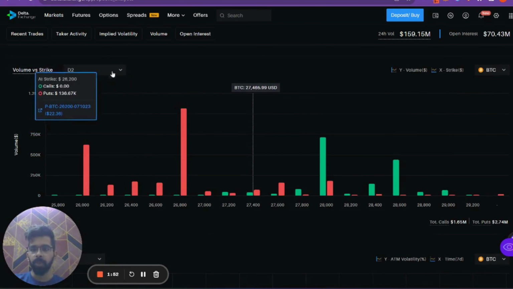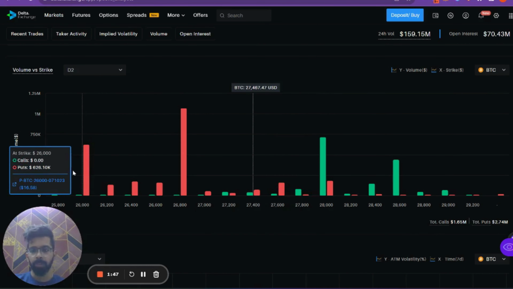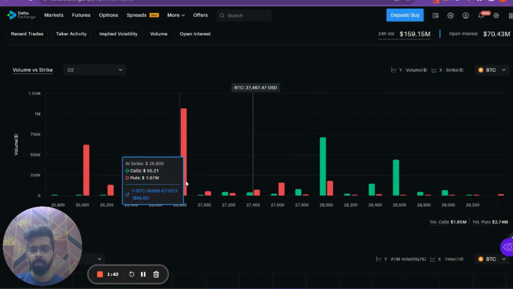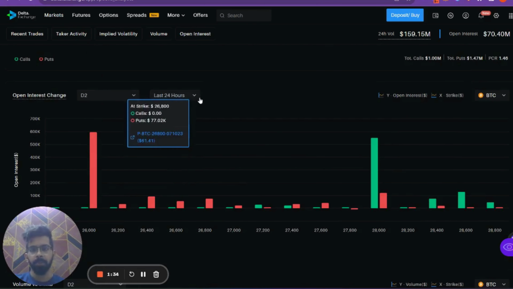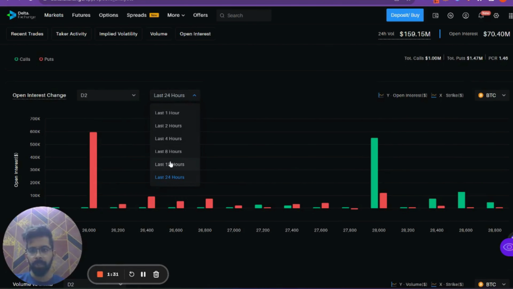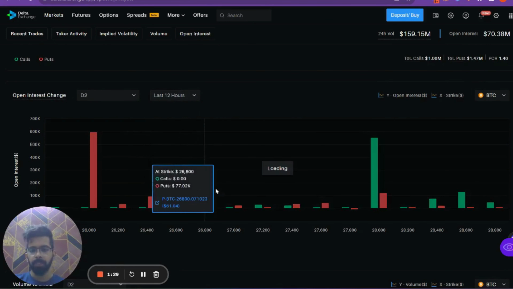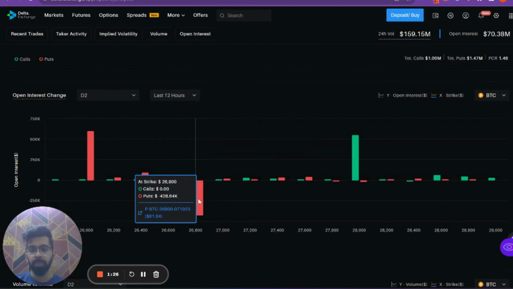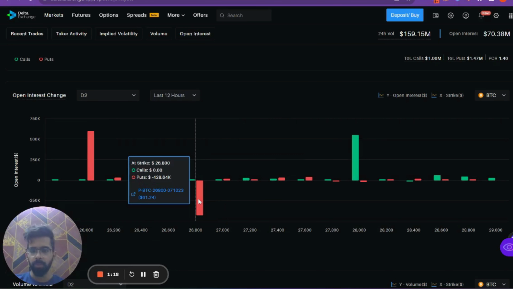Also, if you check out the volume versus strike, we can see that again the 28,000 and the 26,000 have seen the highest amount of volume and trader interest. We can also see that the 26,800 strike also has a high amount of puts open interest being traded. But why is that? If you come to the 12 hours in the options open interest change, we can see that the puts are being unwound from here. So whatever direction the traders were taking on the 26,800 strike, that direction is being reversed, and they are changing their market view.